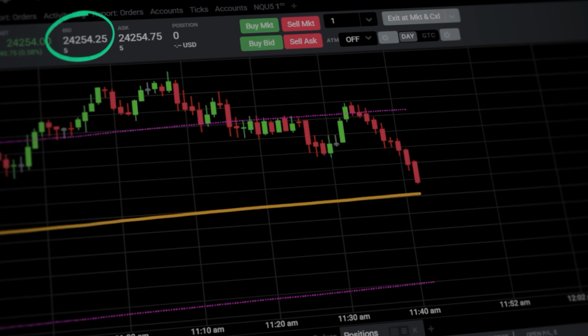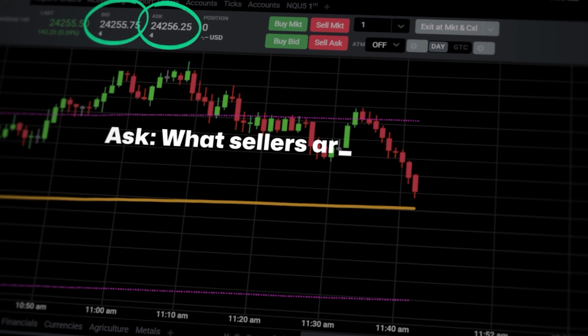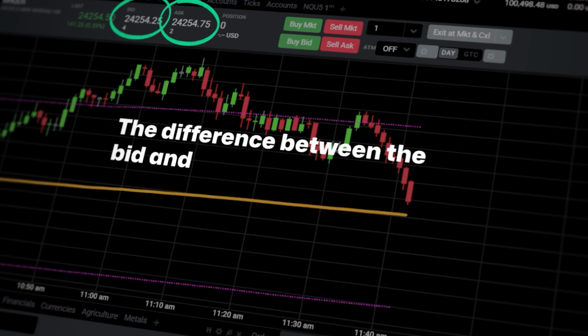You will see the current bid and ask prices. The bid is what buyers are willing to pay. The ask is what sellers are asking for. And the difference between them is called the spread.